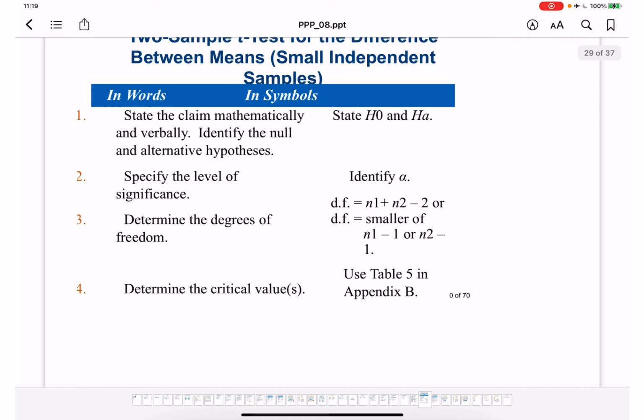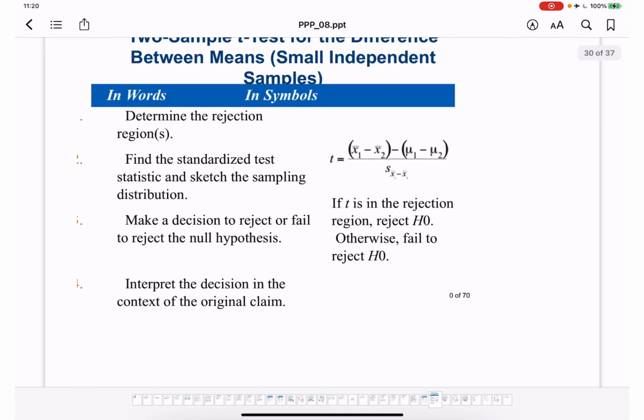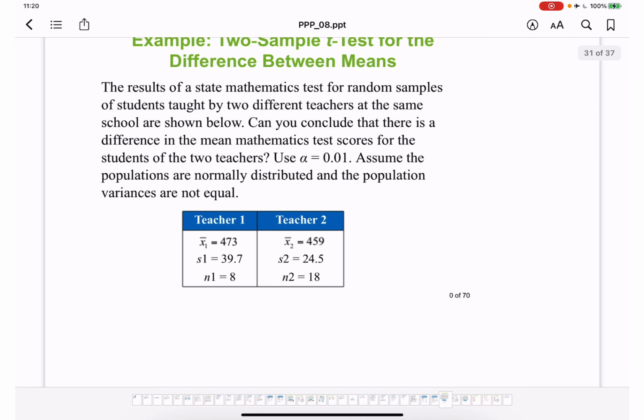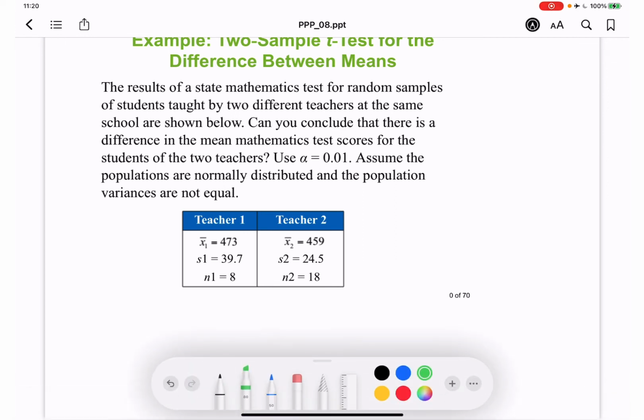So here it tells step by step what you're going to do. You can read this yourself because I'm going to solve this step by step anyway, so I'm going to cover all the steps. Determine, okay, this is still continuing. You can read it. I'd rather move to solving. So here we have an example: two sample t-test for the difference between means. All right, let's see. What do we have?